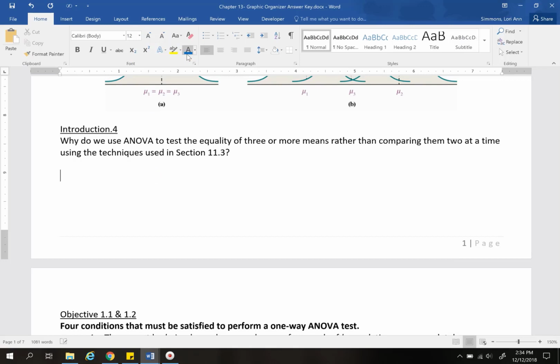Why do we use ANOVA to test the equality of three or more means rather than comparing them two at a time using the techniques used in section 11.3? We use ANOVA because testing the means two at a time increases the probability of making a type 1 error.